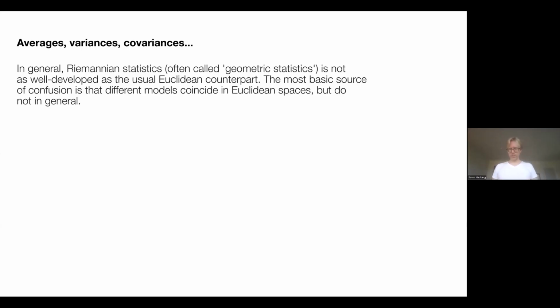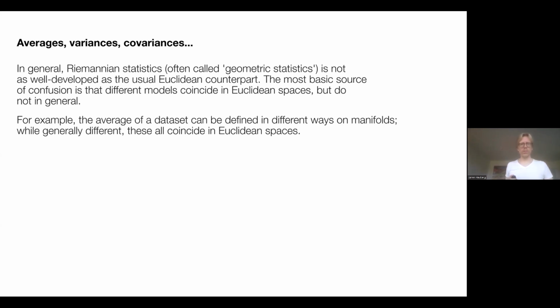So the general strategy that people follow in this field is that they say, okay, I have some statistical quantity of interest, and I want to generalize that from the Euclidean domain to the Riemannian domain. And this is then done by picking a property of that statistical quantity and then generalizing that property. The issue is that many statistical quantities have many properties, and depending on which one of those you pick, you end up with different Riemannian generalizations. So we're going to do an example of that.